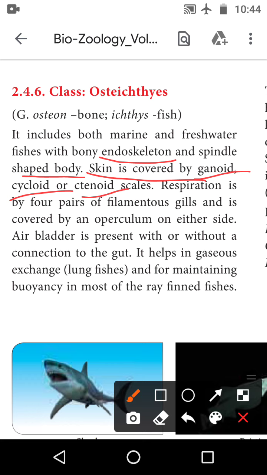So respiration is by four pairs of filamentous gills covered by an operculum. The operculum is the gill cover, present on either side. An air bladder is present, with or without connection to the gut. It helps in gaseous exchange in lungfish, and in maintaining buoyancy in most ray-finned fish.